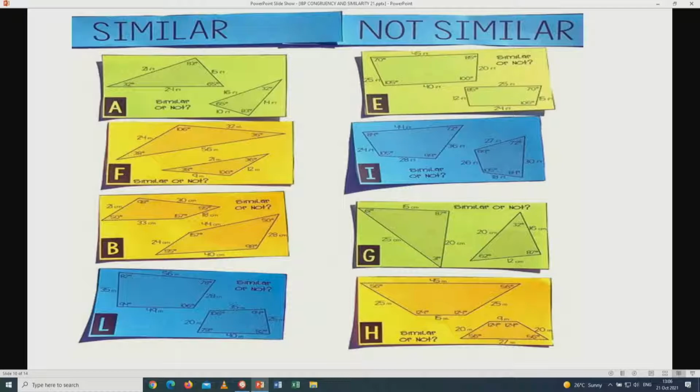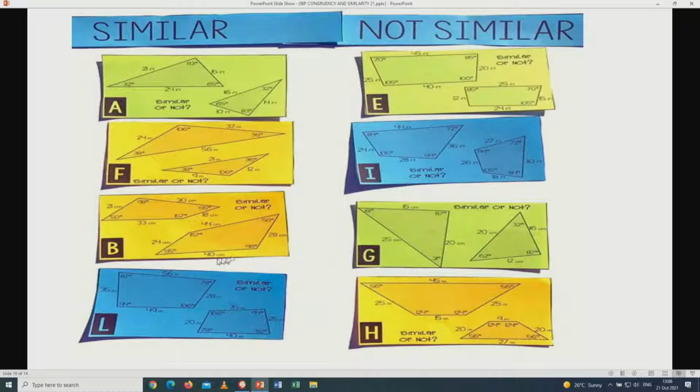Angles, equiangular. All angles must be equal. Let's emphasize that one. We go to this one, it's a triangle, a bigger triangle and a smaller triangle. Let's look at the angles: 38, 38, 106, 106, 36, 36. Therefore, same shape, different size, equal angles. Those are three important things.